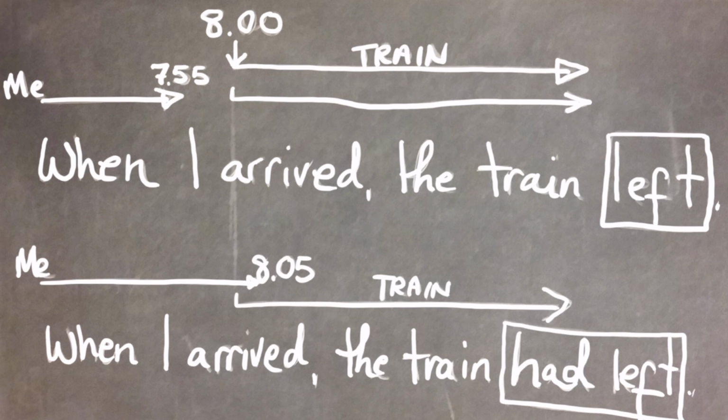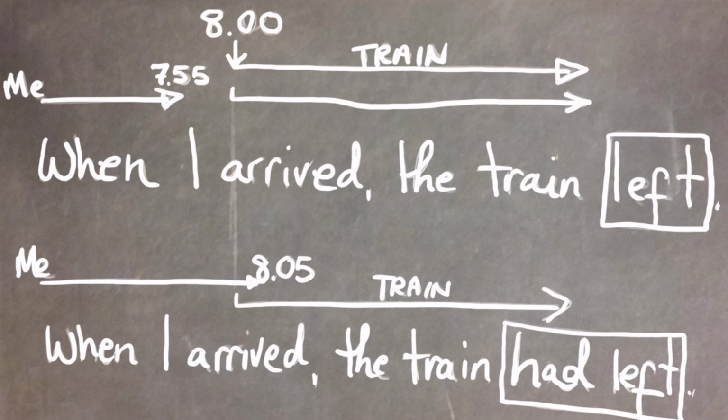So they are consequential in sequence. I arrived and the train left. In the second situation, the train left at 8 a.m., but I arrived at 8:05. So I missed the train. And we can say when I arrived, because I arrived with the simple past, the train had left. It means the train left first and then I arrived.